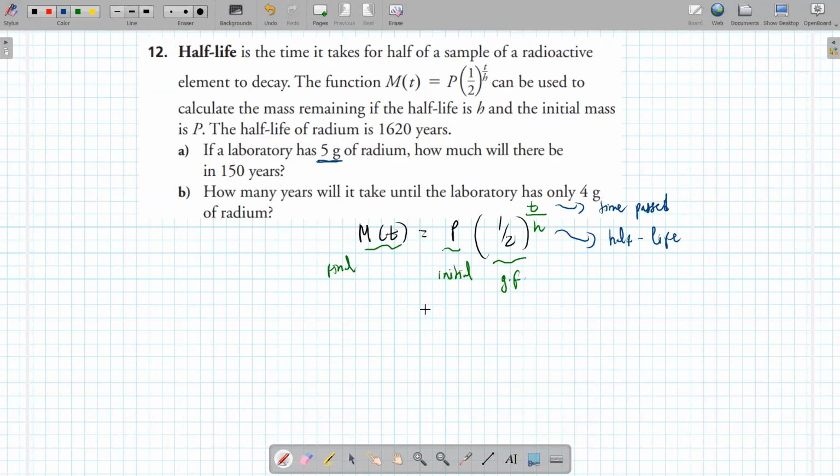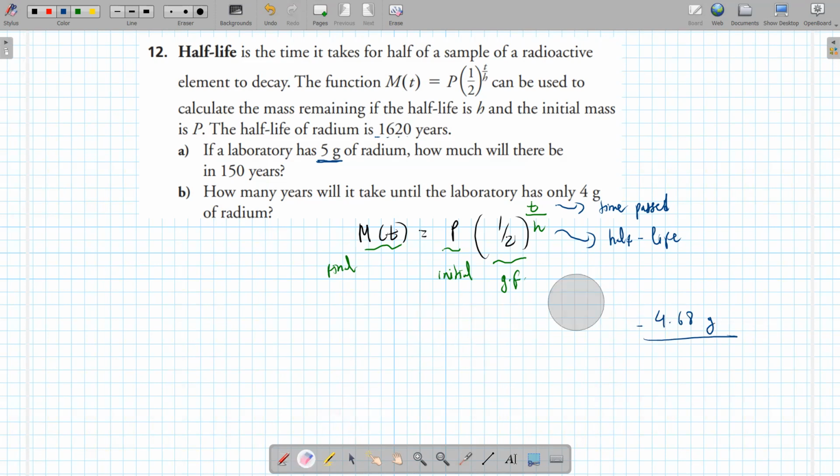P. P is 5. 1/2 is always going to be 1/2. How much will there be in 150 years? So what's our T value? 150. Do we have H? We do. It's 1620. So 150 divided by 1620. And you just plug this in a calculator. Are we expecting the mass to go up or down after 150 years? Down. So this is going to be 4.68 grams. That's the answer to part A.